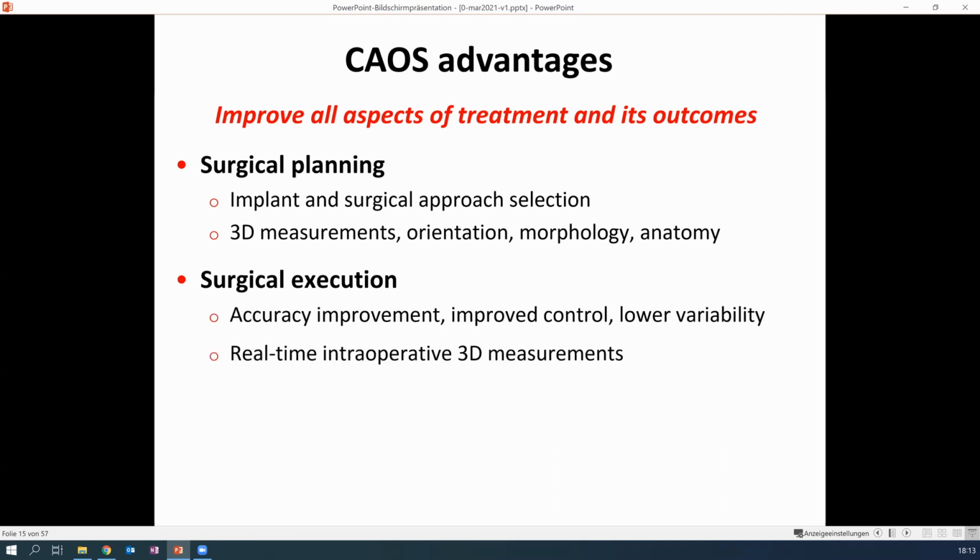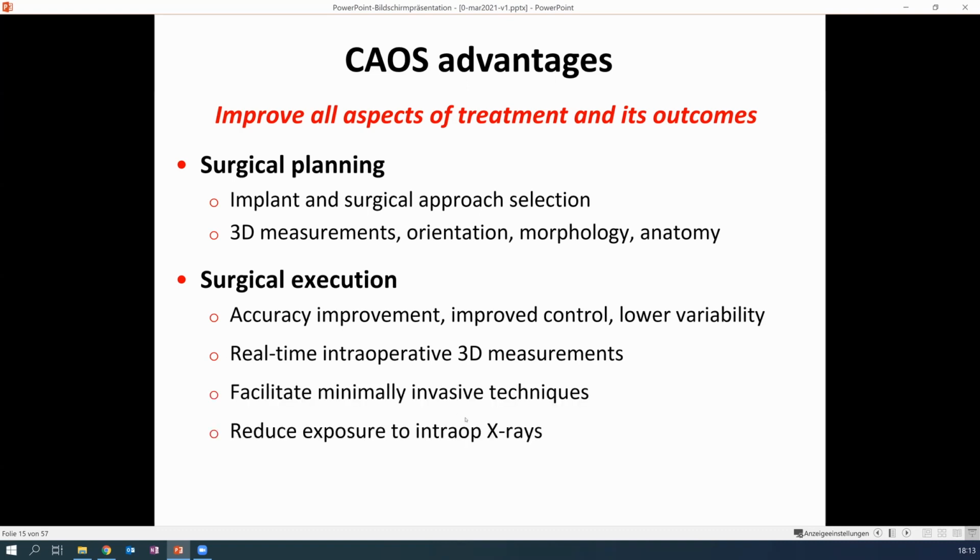In terms of the execution, the gold standard from an engineering point of view, as I said, is accuracy. And we'll come back to that very soon. Improved control, lower variability, and real-time intraoperative 3D measurements. This is something that some surgeons really like and is extremely useful because it allows you to do something that you could not do before, or that was very hard to do with X-rays. So the one who measures is the one who can improve. So measuring is an important tool, not only for the executing surgeon, but also to see what happened and how things were put. We spoke a little bit about minimally invasive techniques. Certainly there is a strong drive towards that, and we do need that.